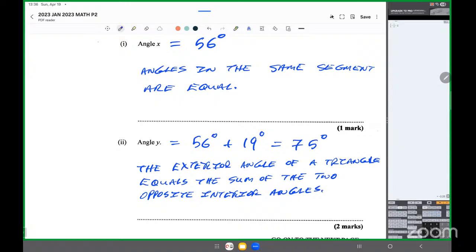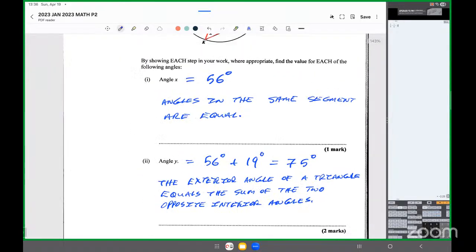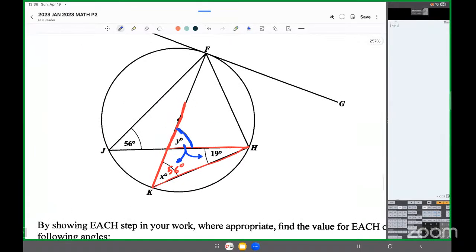Yes? You found a different way? All right, go ahead. Since you know that this is 56, you find this one first, and then subtract from 180. He's basically saying that he found this angle first.